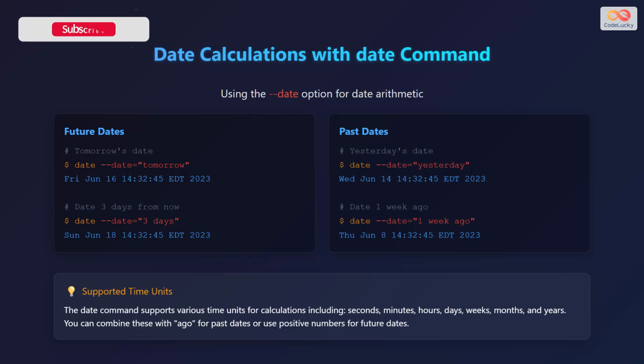Now to find yesterday's date, use the command date -d yesterday. This will output the date for yesterday. And to find the date 1 week ago, use the command date -d "1 week ago". Here's a note about supported time units. The date command supports various time units for calculations including seconds, minutes, hours, days, weeks, months, and years. You can combine these with ago for past dates or use positive numbers for future dates.